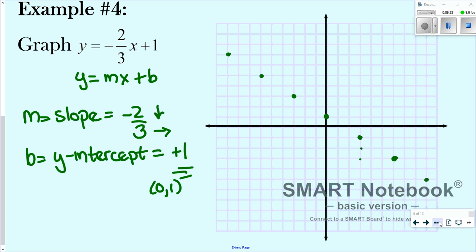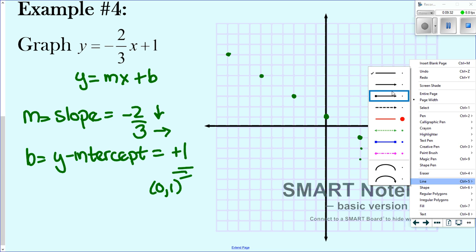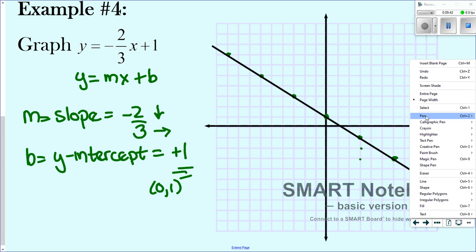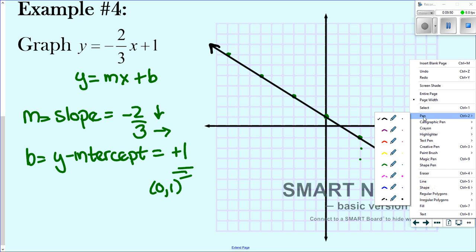Once you have all your points, then you're going to connect them. So you're going to have your line. There, you got your line. And make sure there's arrowheads on both sides because a line means it's continuing forever and ever. And the last thing you would do is you label your line.